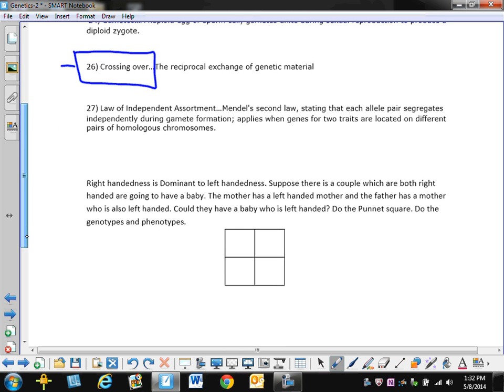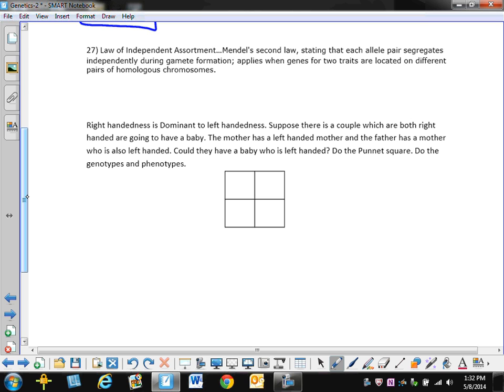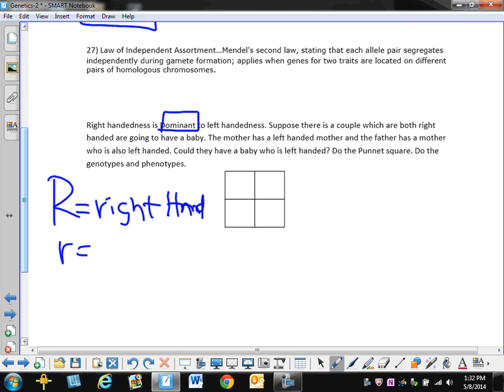Okay, here we go. Right-handedness is dominant to left-handedness. Where's dominant? Right-handed, okay, so there's our dominant. We start looking for what is dominant. Right-handedness is dominant. What's our letter going to be? Big R equals right hand. And for left-handedness, what is our little r going to be? Left.